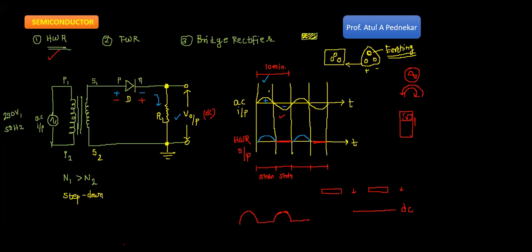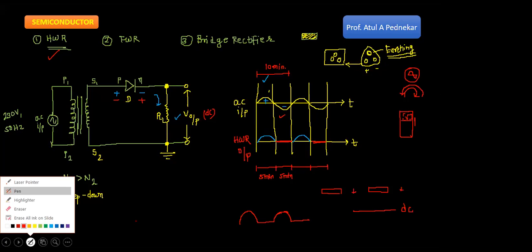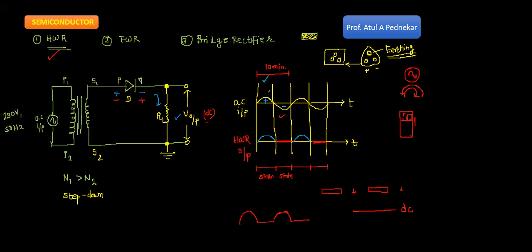So current is flowing in a single direction, so maybe we can say that it's DC. But what is my aim? My aim is to get pure DC, no? And for that I should get a straight line. Correct? क्योंकि DC के पास frequency क्या होती है? 0. Okay, so which I am not getting.